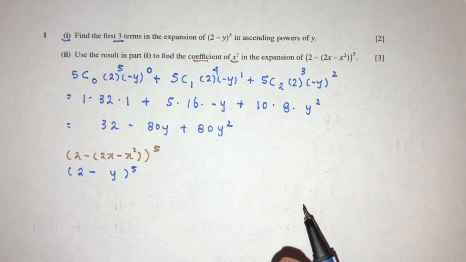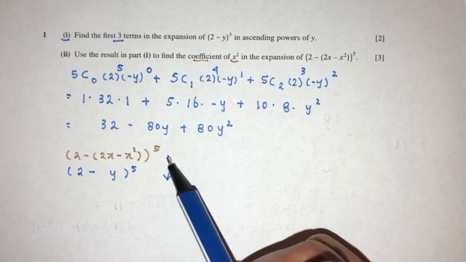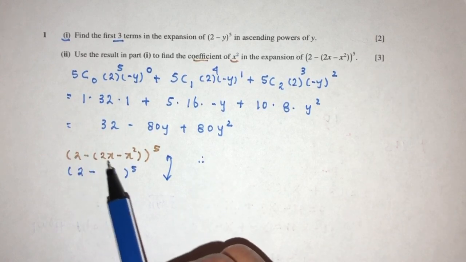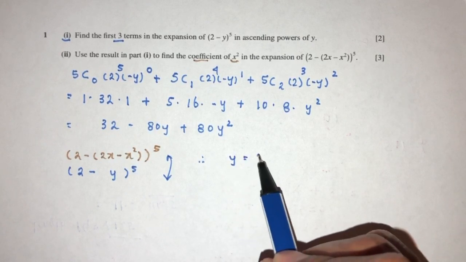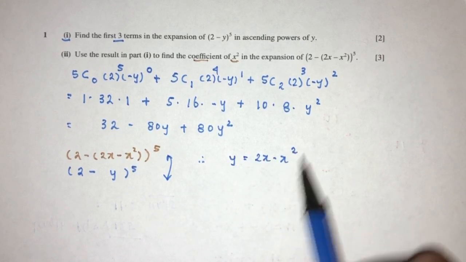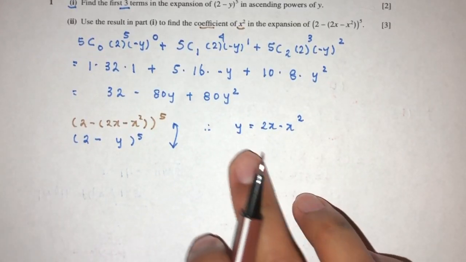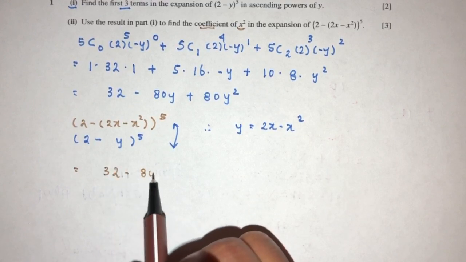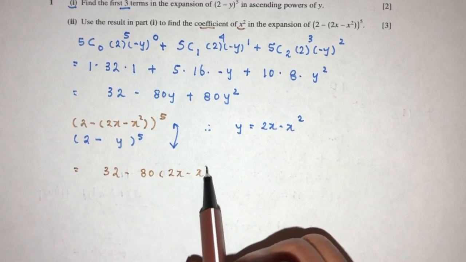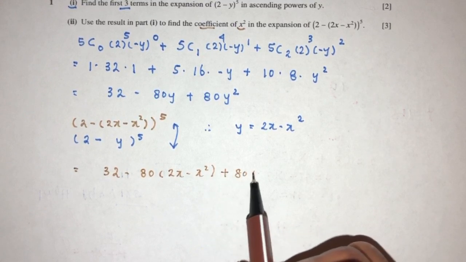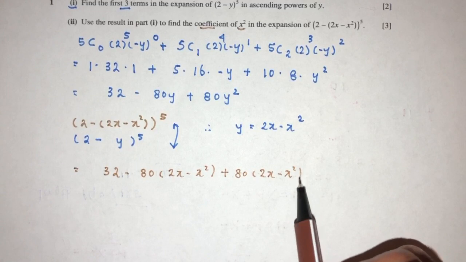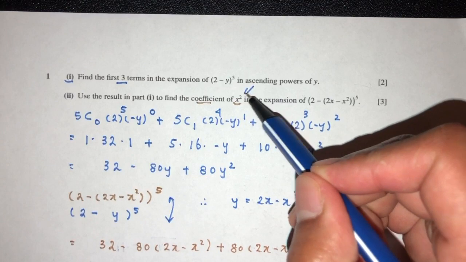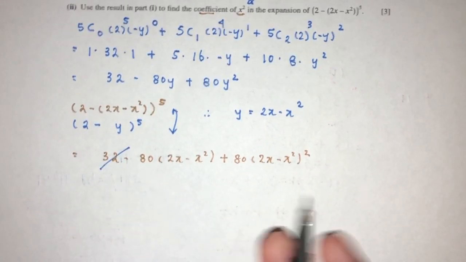Now by comparing, we can conclude that here we have 2, here we have 2 minus y, which means y has to be 2x minus x squared. So now we can just replace y by this. Let's see what happens. You will have 32 minus 80 times y, and plus 80 times y squared. But for this expansion, we only care about the term in x squared. So this we don't need. We can proceed with this one.